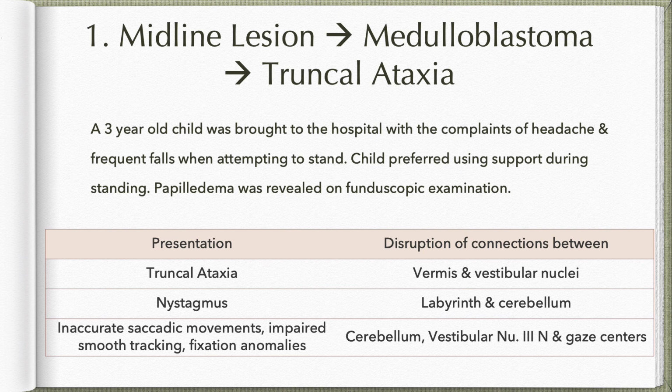And when we follow the eye movements, it will be revealed that the patient has inaccurate saccadic movements, impaired smooth tracking, and fixation anomalies of the eyes. That is because of the disruption of connections between cerebellum, vestibular nuclei, and with the third cranial nerve nucleus and the gaze centers, which is done through the medial longitudinal fasciculus. So main symptom here is patient is unable to hold an upright posture without supporting.